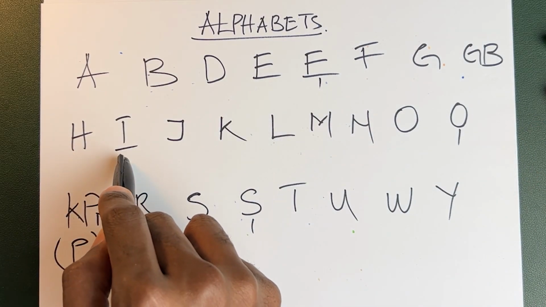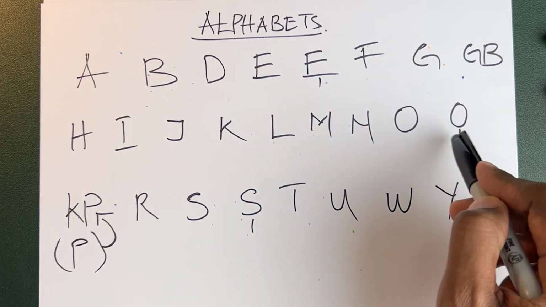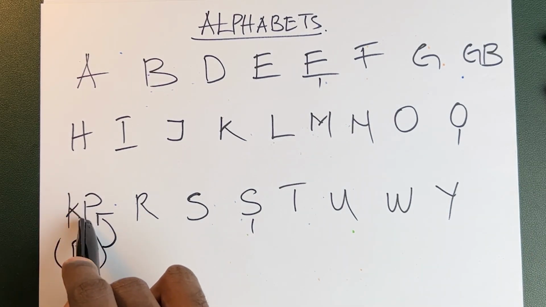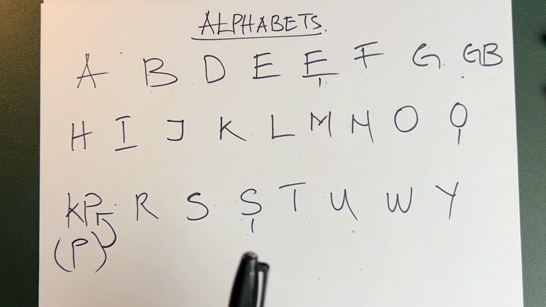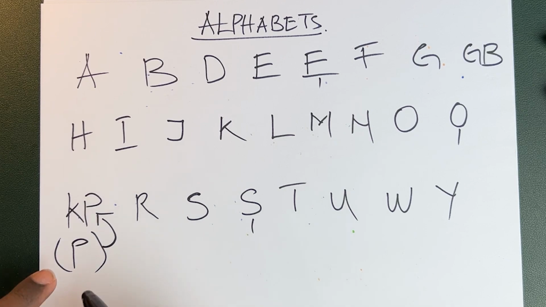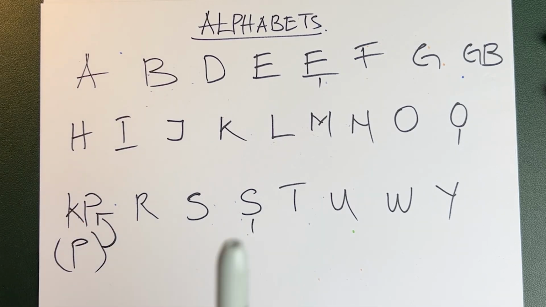E, G, K, L, M, N, O, P. This is a tricky one. K and P together, pronounced as P. In Yoruba, you don't say pere, it's P. You don't say pele, it's pele. The P in writing is still the alphabet P, but in pronunciation it is KP pronounced together, which can be very tricky. It's like smacking your tongue up the roof of your mouth.